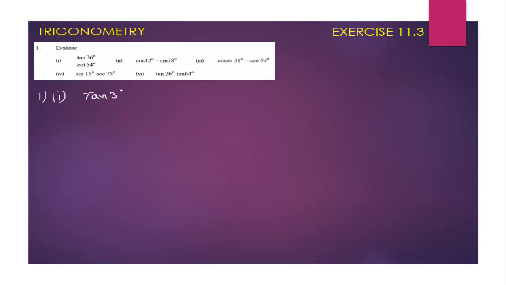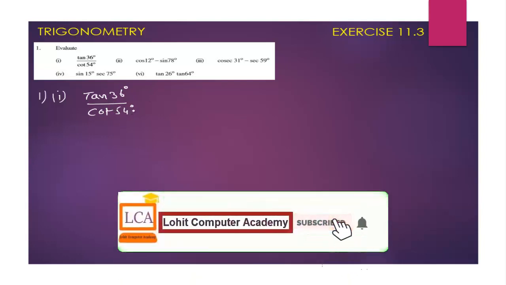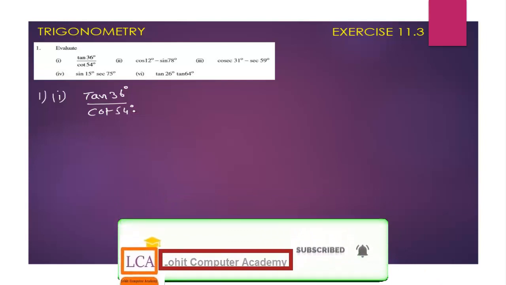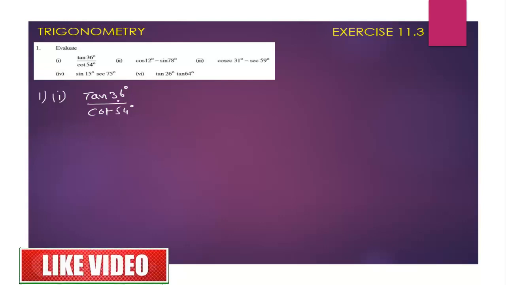The first problem is tan 36 degrees by cot 54 degrees. In the previous classes, we have already learned the trigonometric ratios of specific angles like 0 degrees, 30 degrees, 45 degrees, 60 and 90 degrees. But we don't have the values for the trigonometric ratios of 36 degrees and 54 degrees. Let us see how to solve this type of problems.